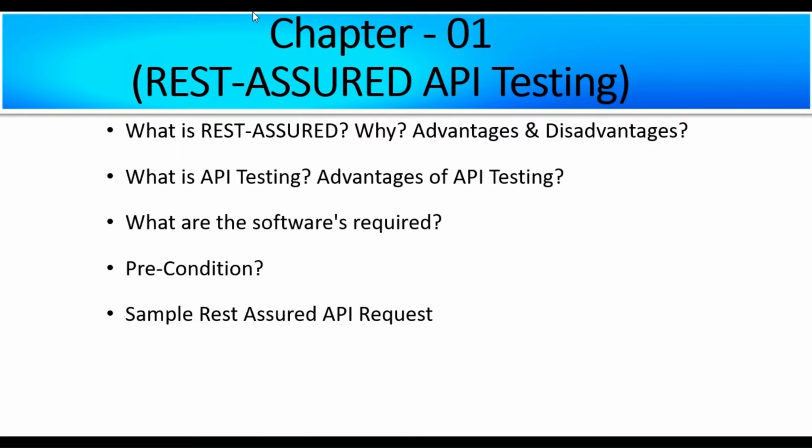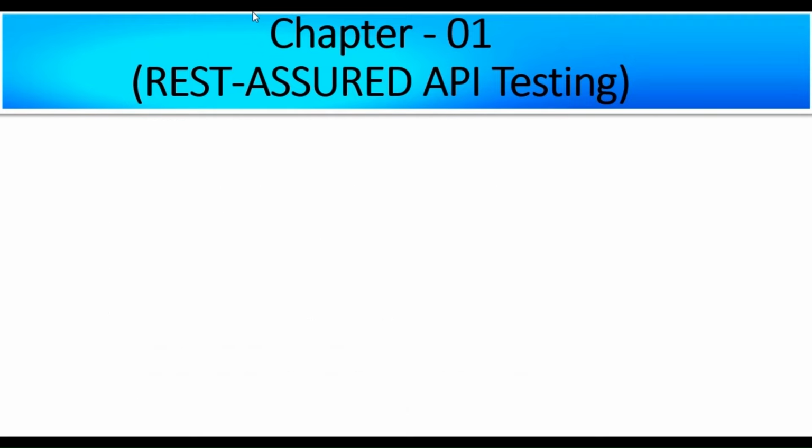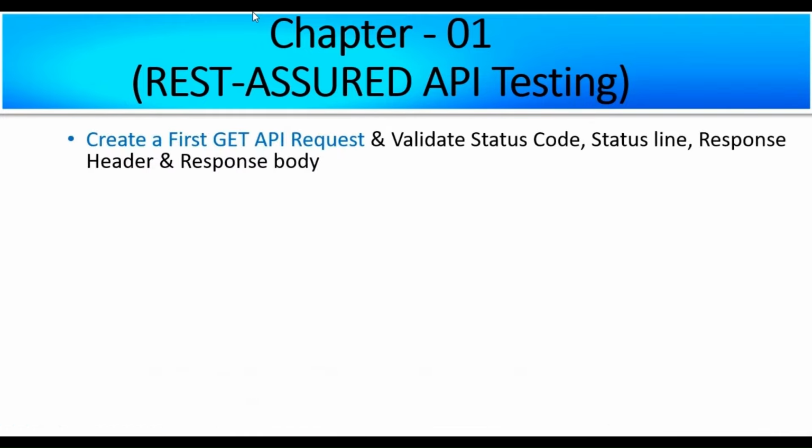Then we will see a sample Rest Assured API request skeleton. Then I will discuss how to install Eclipse IDE, how to install the TestNG framework, then how to create a Maven project for Rest Assured API testing. Next I will discuss how to create a first GET API request, and we will validate status code, status line, response headers and response body.